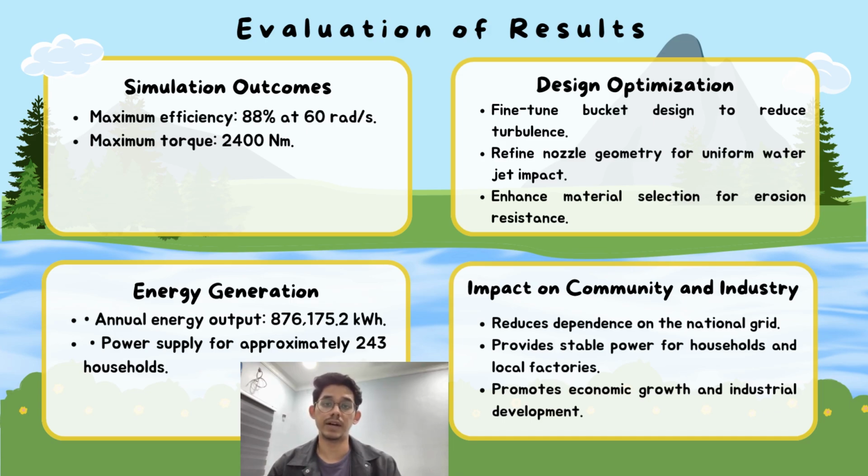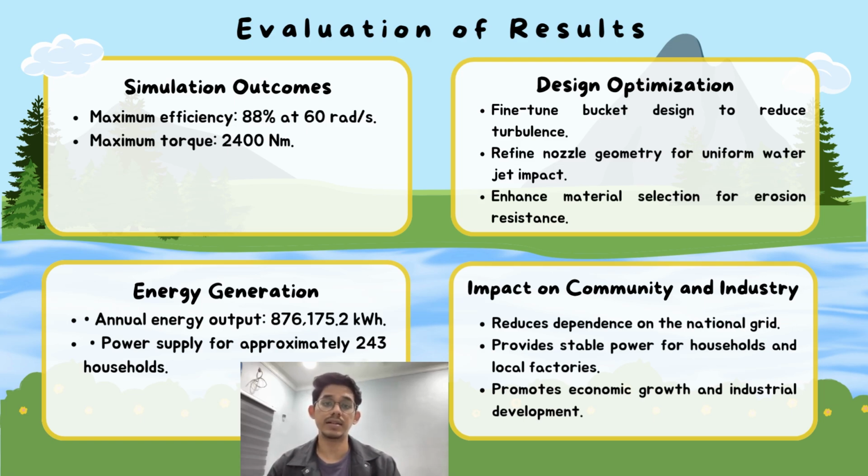Next, in terms of energy generation, our simulation estimates an annual energy output of 876,175.2 kilowatt-hours. This amount of electricity can supply around 243 households, significantly contributing to the local energy needs of Bentong.